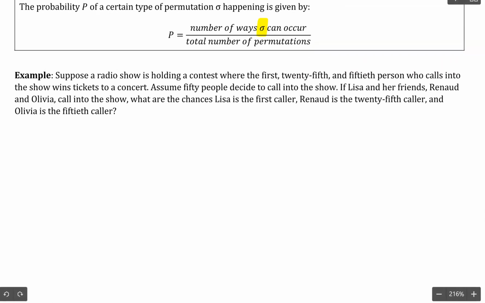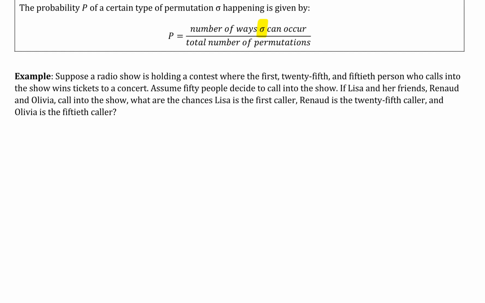Suppose a radio show is holding a contest where the first, 25th, and 50th person who call in win tickets to a concert. Assume that 50 people decide to call into the show. If Lisa and her friends call into the show, what are the chances that Lisa is the first caller, Renaud is the 25th caller, and Olivia is the 50th caller? So we want to calculate this probability.